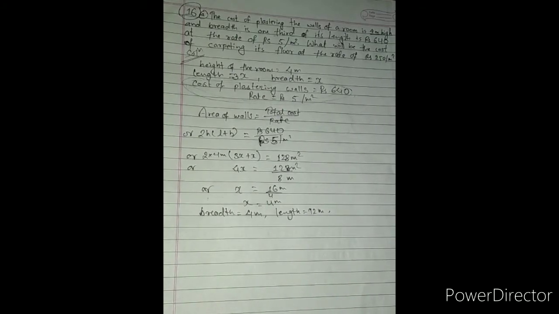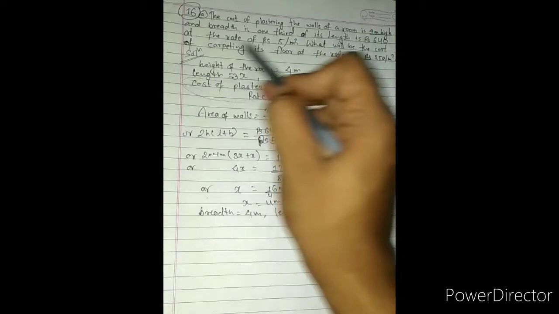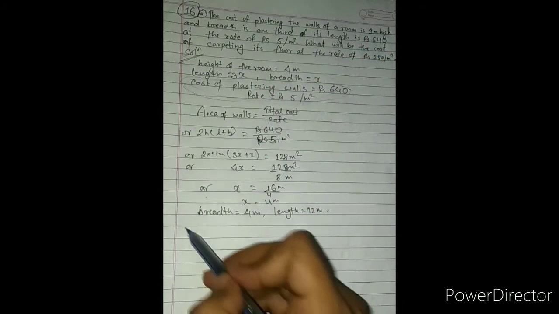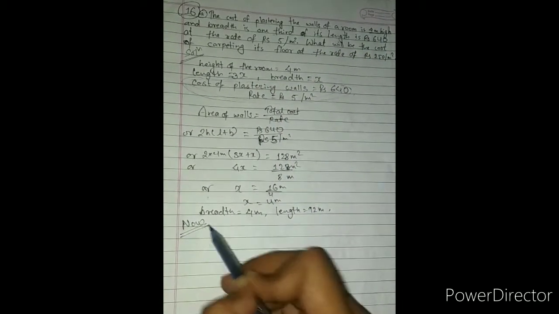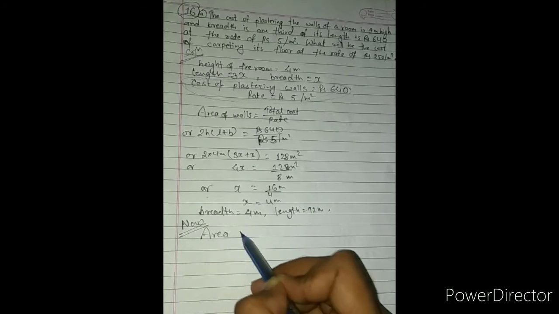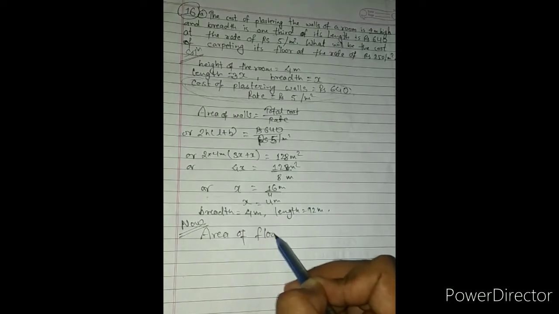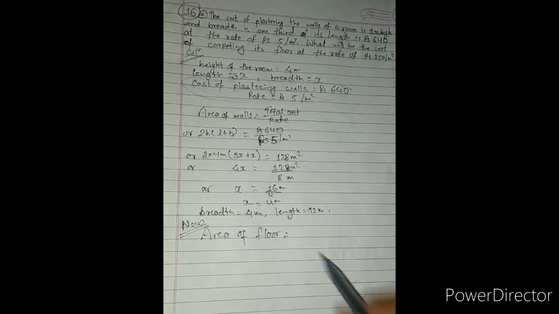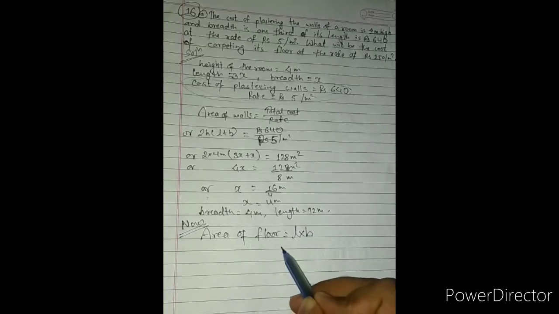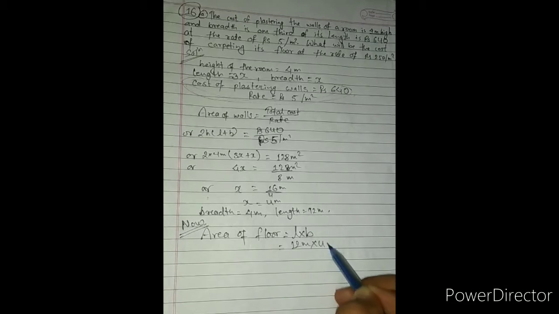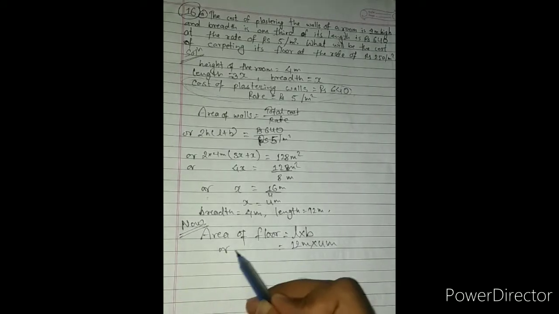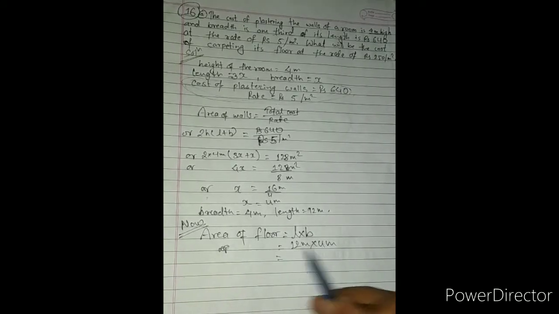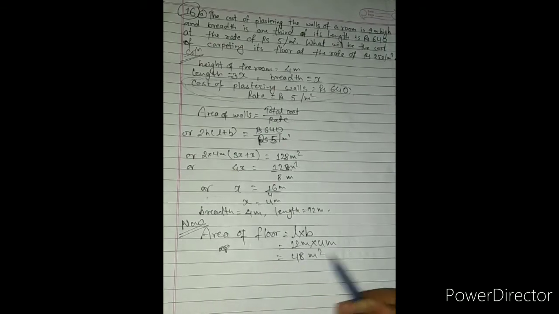What do you have to find next? You have to find the cost of carpeting its floor, so we have to find the area of the floor first. What is the formula? L into B. Length is 12 meter, breadth is 4 meter, so 48 meter square is the area of the floor.